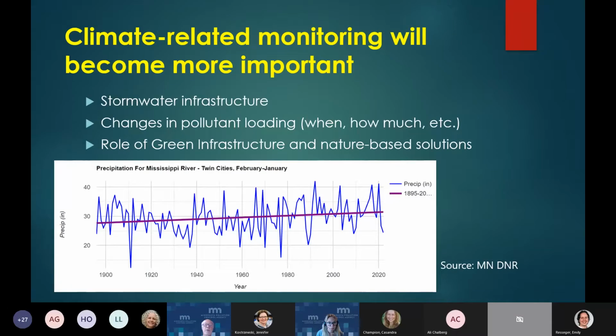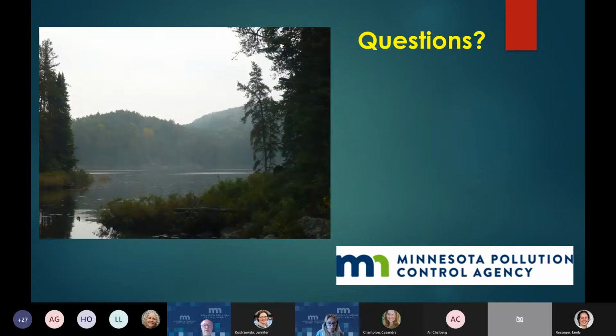And of course, monitoring of climate, keeping an eye on this. We can see that precipitation trends are trending upward here in the Twin Cities metro area. Next slide. I believe that is it.